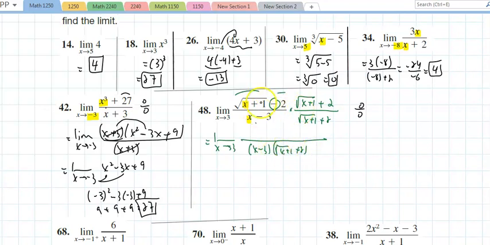And if you multiply those, you'll get the first squared minus the second squared. The first squared is x plus 1 minus the second squared. 2 squared is a 4. That's the limit as x approaches 3. X plus 1 minus 4 is x minus 3.